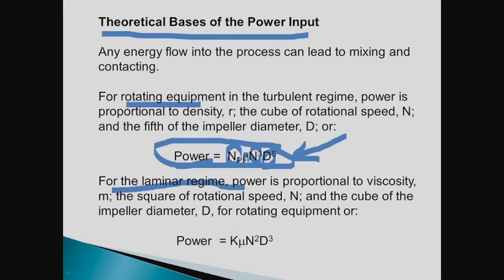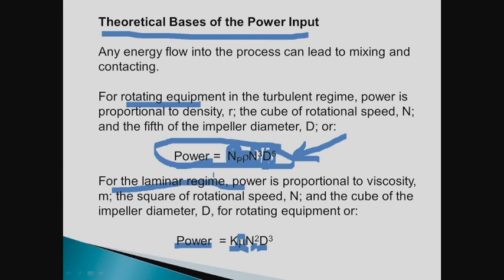Here, in turbulent flow, density is very significant, this being the symbol for density, and N being the rotational speed, and D the impeller diameter, and this being a power number, so to speak. So density is extremely important in turbulent flow. On the other hand, down here for laminar flow, we find the power is proportional to viscosity, rotational speed squared, D cubed, and there's this constant here.